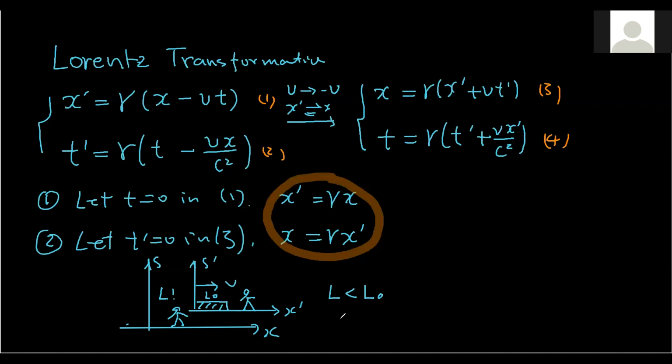So from this formula, we return to the equation of the length contraction. L equals L naught divided by gamma. That's using the first argument. So that makes sense. In other words, X equals X prime divided by gamma. And that's how they got that function.